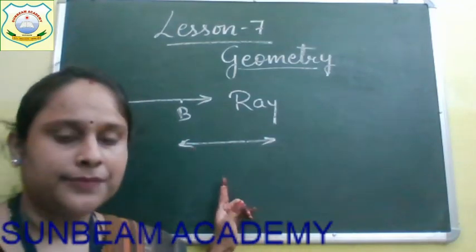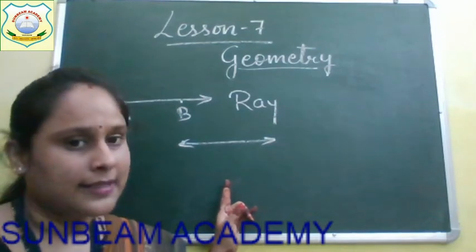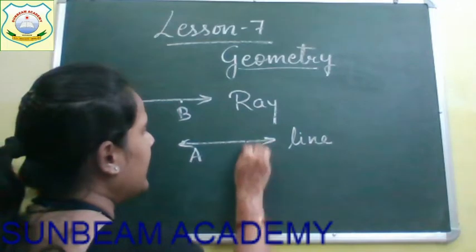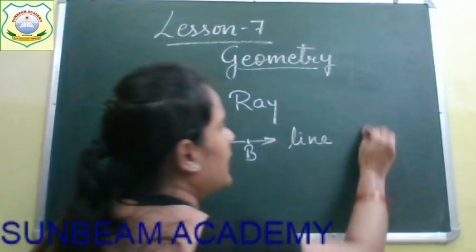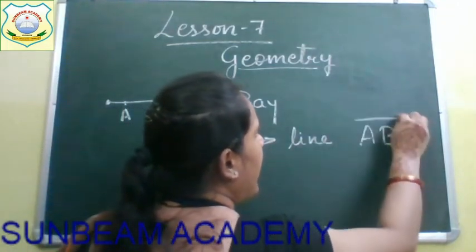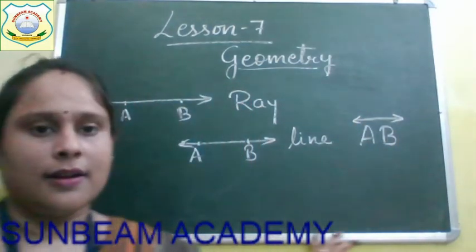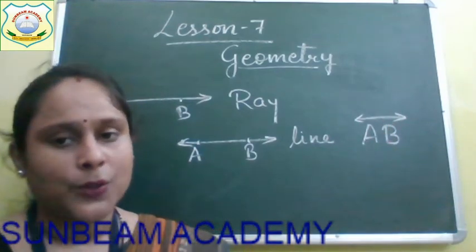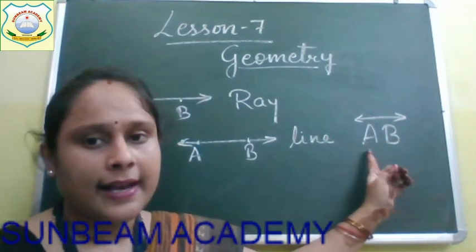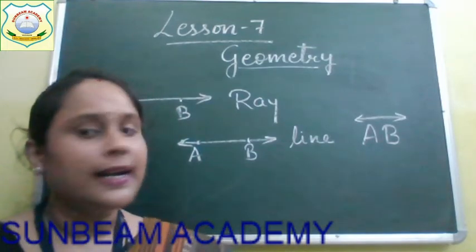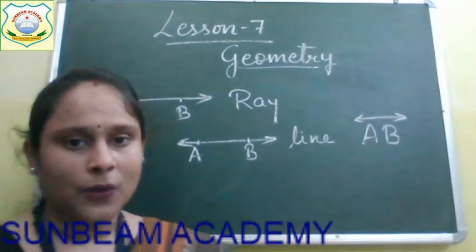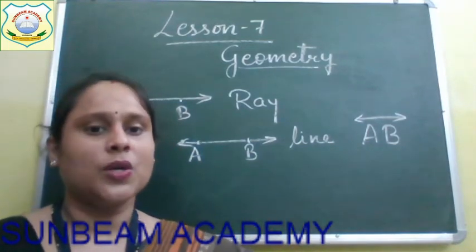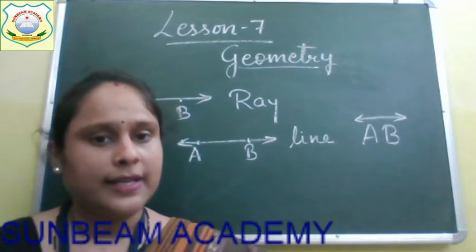This is a line and this is how it is written. Suppose this is line AB. It is written as AB, and a line is represented by this symbol. You will read it as line AB. It has two arrows on both sides, which show that it can be extended in both directions.